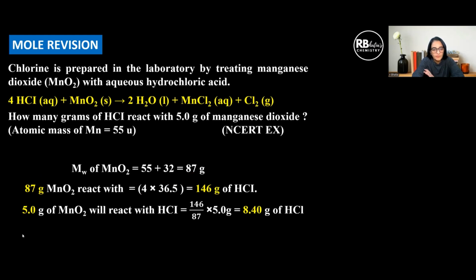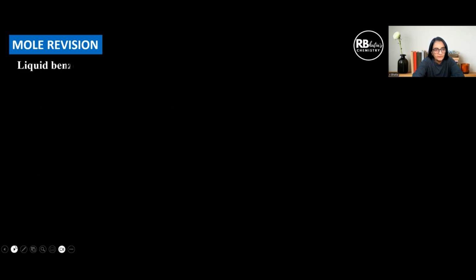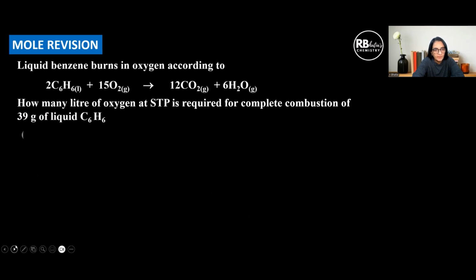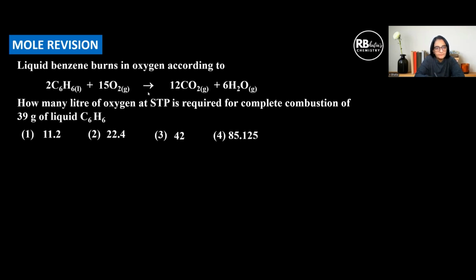This is simple stoichiometry. That is, in a balanced chemical equation, any one of the components is given and another one is asked to be calculated. So we move on to the next. Liquid benzene burns in oxygen according to the given balanced chemical equation. The question asked is how many liter of oxygen at STP is required for complete combustion of 39 gram of liquid benzene. So again, we have the balanced equation.